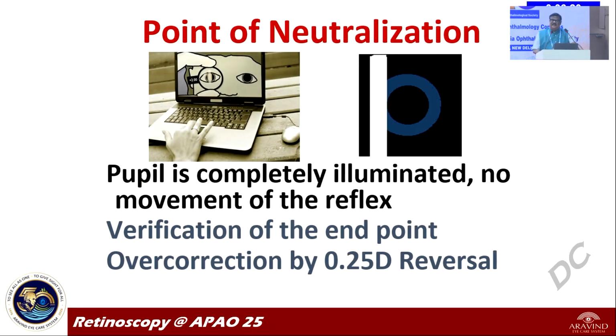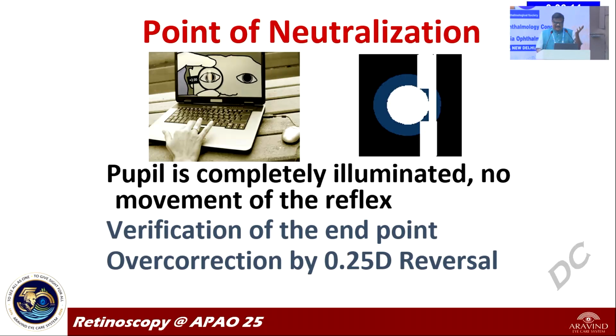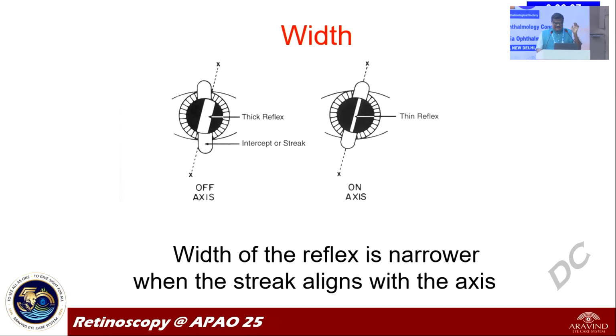So what are the signs of neutralization? The whole pupil will be filled, no movement, and when you put an additional 0.25, it will get reversed: positive will become against, and against will become with. These are the simple things. Now I will go straight away.